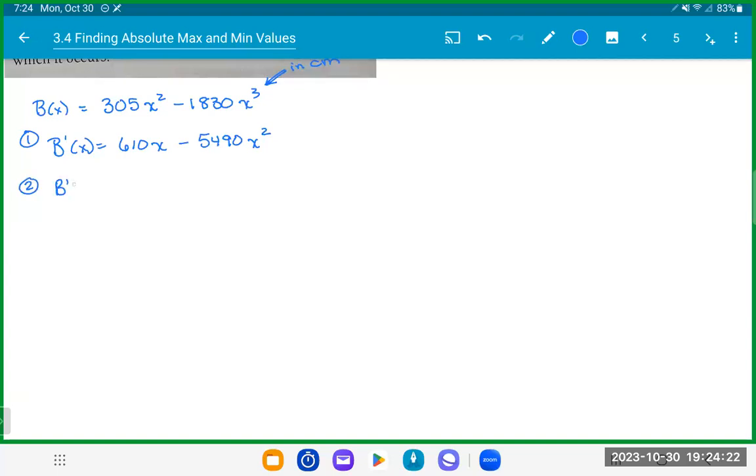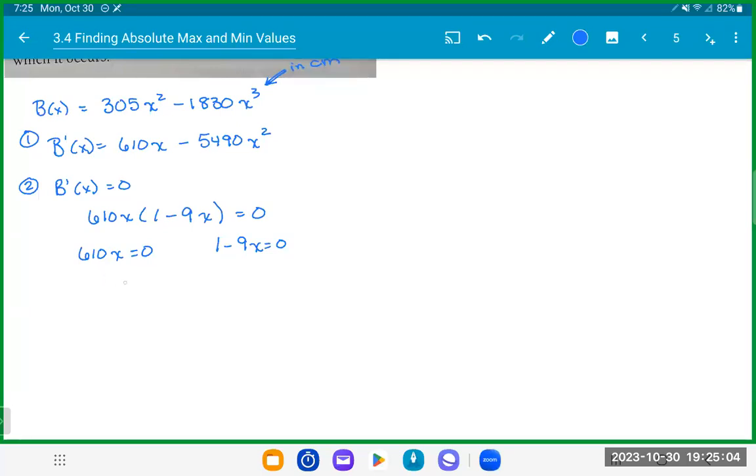Okay, so b prime of x, we could set that equal to 0 and solve. Let's factor a 610x out of both terms. If we take that out of the first term, that leaves us with 1. If we take 610 out of 5490, that leaves me with 9, and there was an x squared. We pulled 1 x out, so it leaves me with an x, and that is equal to 0. So we have these two terms, and either 610x is equal to 0 or 1 minus 9x is equal to 0.